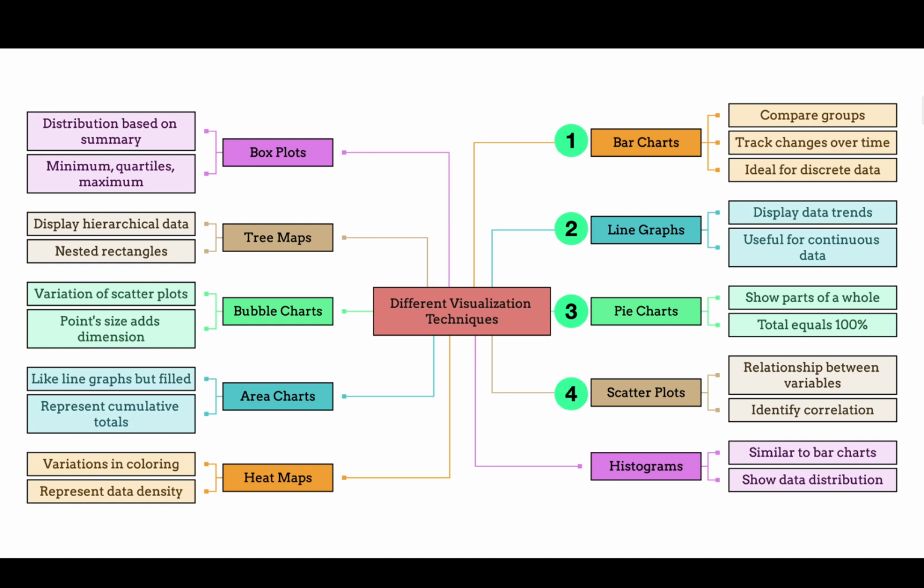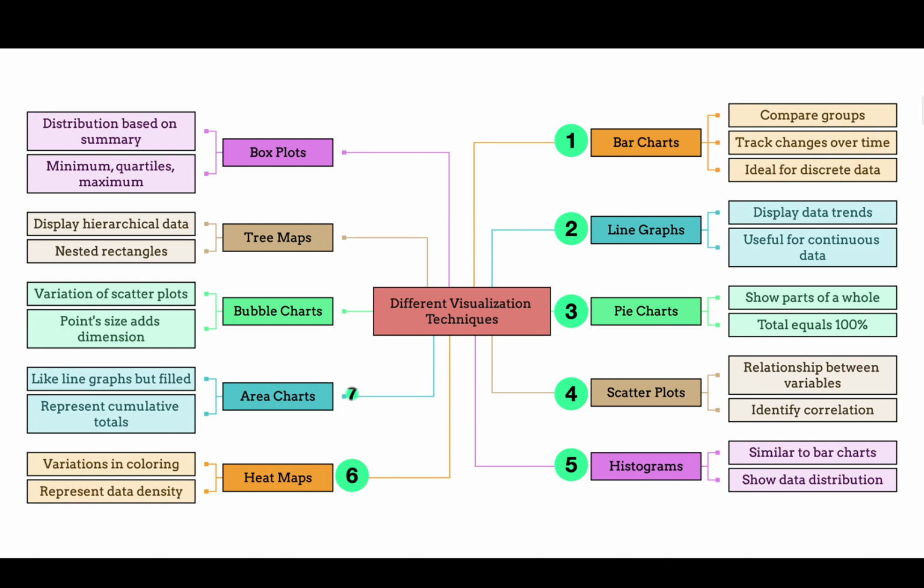4. Scatter plots, ideal for showing the relationship between two variables. Useful in identifying types of correlation or distribution trends. 5. Histograms, similar to bar charts but used for showing the distribution of a dataset. Good for understanding the frequency of certain ranges of values in a dataset. 6. Heat maps, visualize data through variations in coloring. Useful in representing the density of data, ranging from most intense to least.